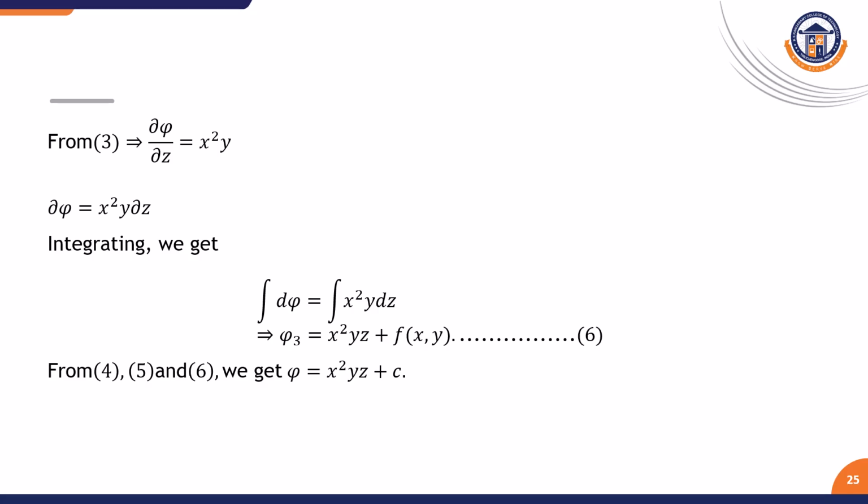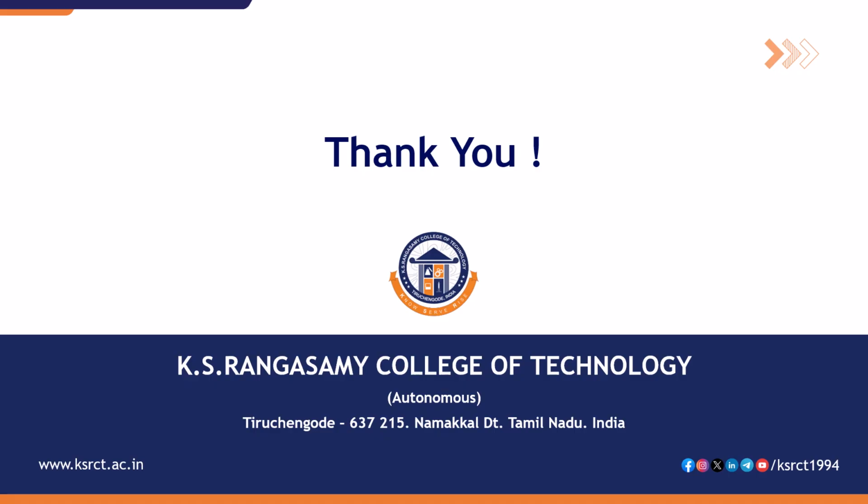So finally, from 4, 5 and 6, we write the scalar potential, which is equal to x square yz plus c. I hope everyone understood gradient, divergence and curl and some related topics on these.